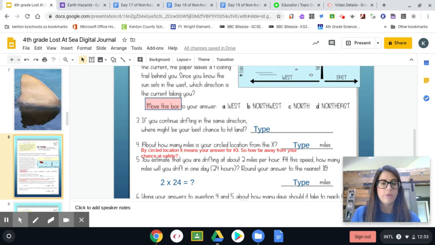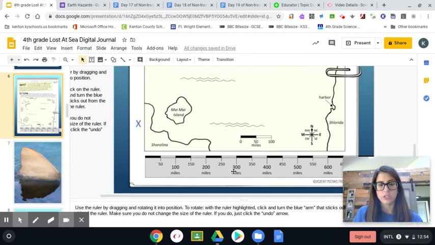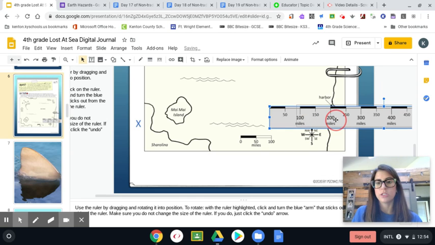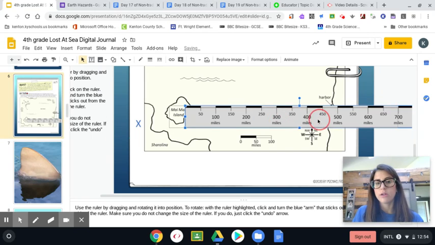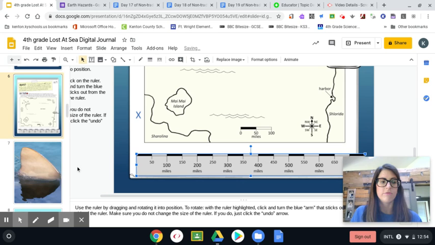Then you're going to come down to 4, and it says about how many miles is your circled location from the X. And what it's saying by your circled location is the island location that you've just picked. So to do that, you're going to have to go back to the map on page 6. You're going to have to find where you put your X somewhere on your map. And then you are going to use your ruler to measure out. Remember, you're just dragging and dropping. Where about or how far about you are from your closest island from being saved.